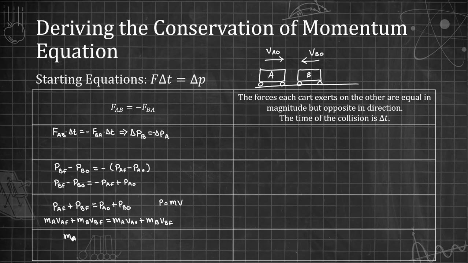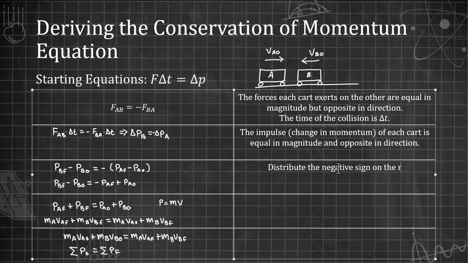It doesn't really matter which way we write this equation, but because we read left to right, we're going to put the initial terms on the left-hand side and the final terms on the right-hand side. So we're just switching this around. What this leads us to is that the sum of the initial momenta equals the sum of the final momenta. In essence, we're saying the total momentum of the system is constant and it is conserved in this collision.